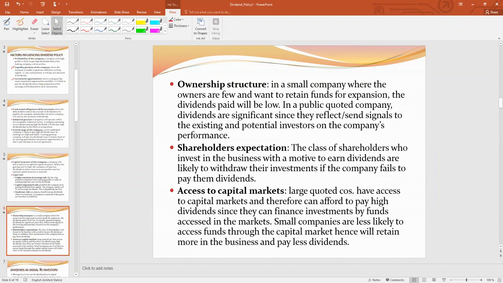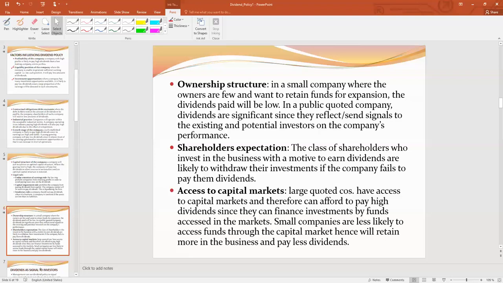Another factor could be what we call the shareholders' expectation. What do the shareholders anticipate? As I mentioned, one of the cases in the year 2008 was on the shareholders of Safaricom. They demanded payment of dividend. Why? Because they were more of individuals in terms of the numbers, not in terms of shareholding, than corporations who are shareholders.